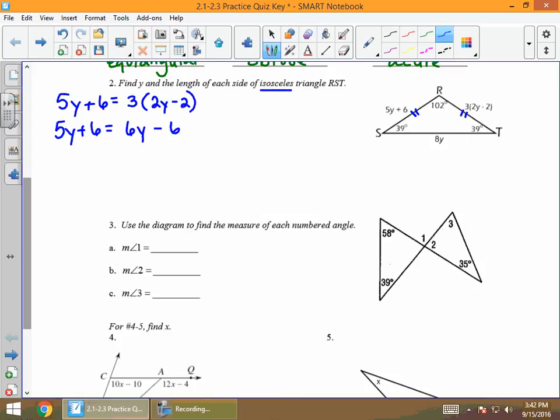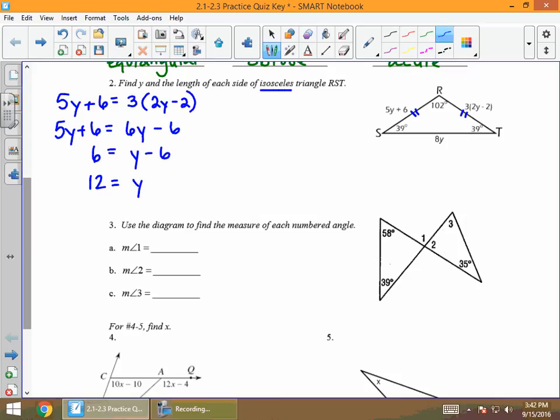I'll subtract 5y on both sides. If I take 5y away from 6y, I'll get 1y. And then to get y by itself, I have to add 6. 6 plus 6 is 12. So that gives me y is equal to 12.